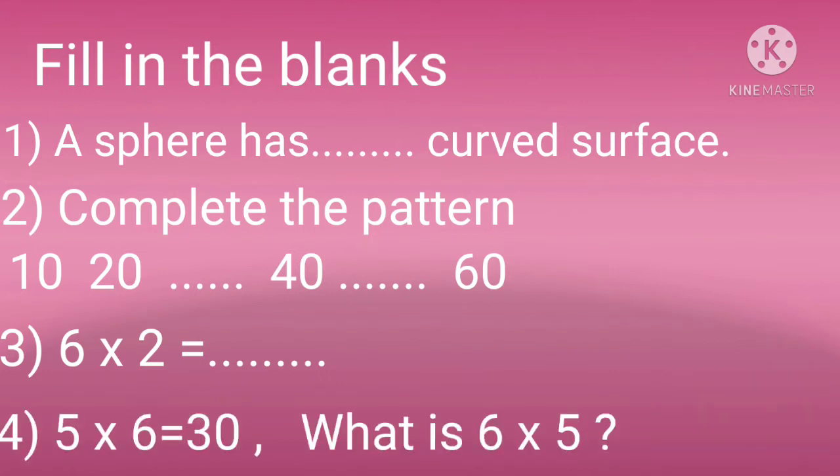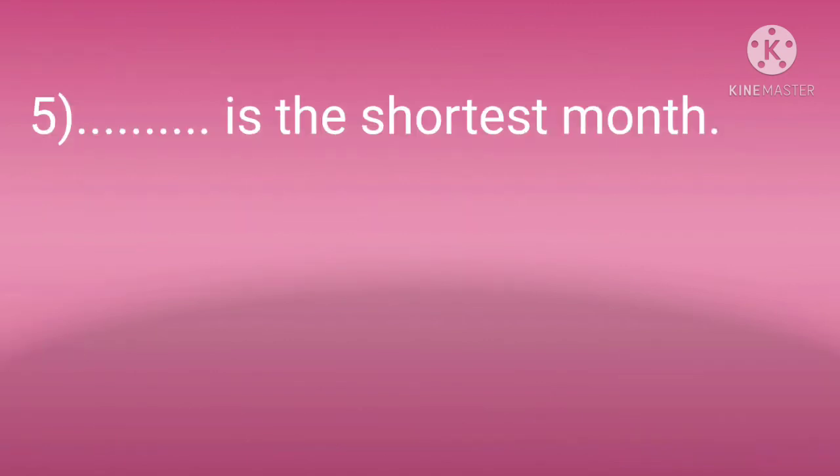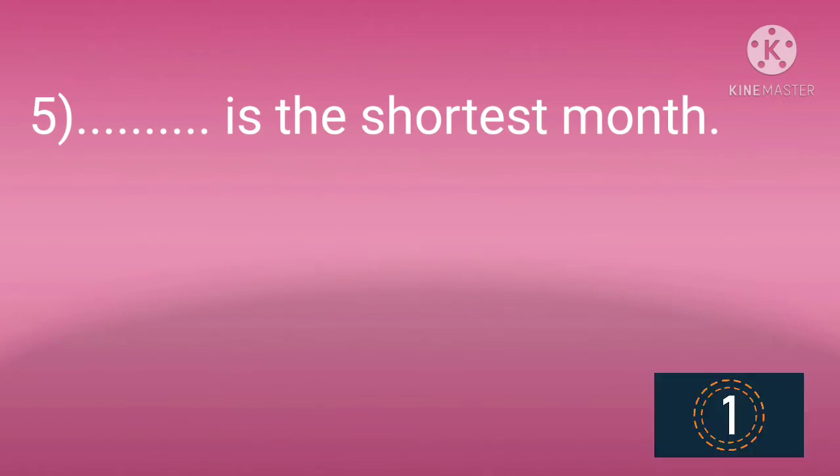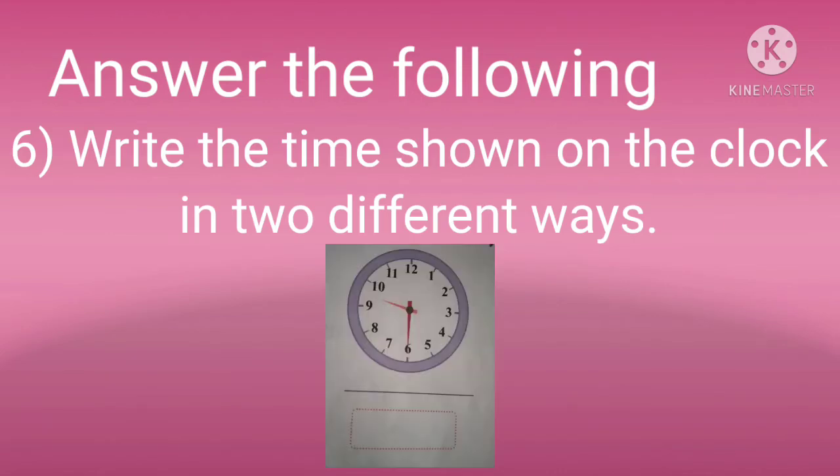Fourth question, 5 into 6 is equal to 30. What is 6 into 5? Your time starts now. Fifth question, dash is the shortest month. Your time starts now. Next, answer the following. Write the time shown on the clocks in 2 different ways. Your time starts now.